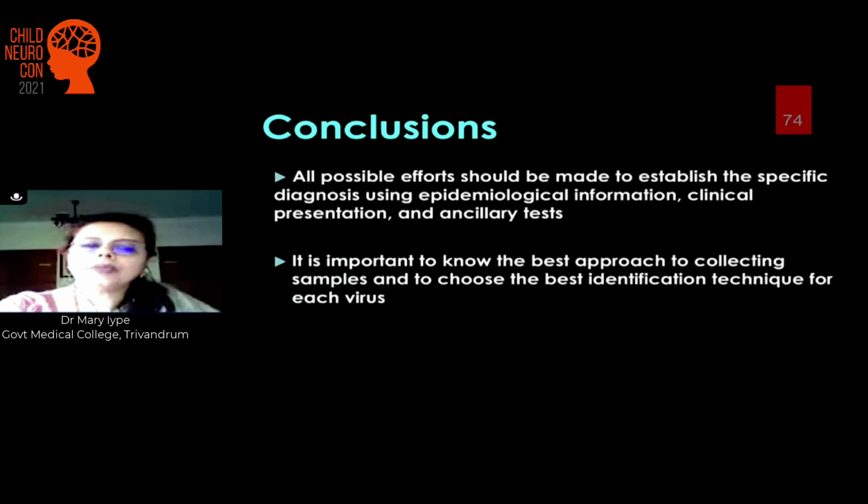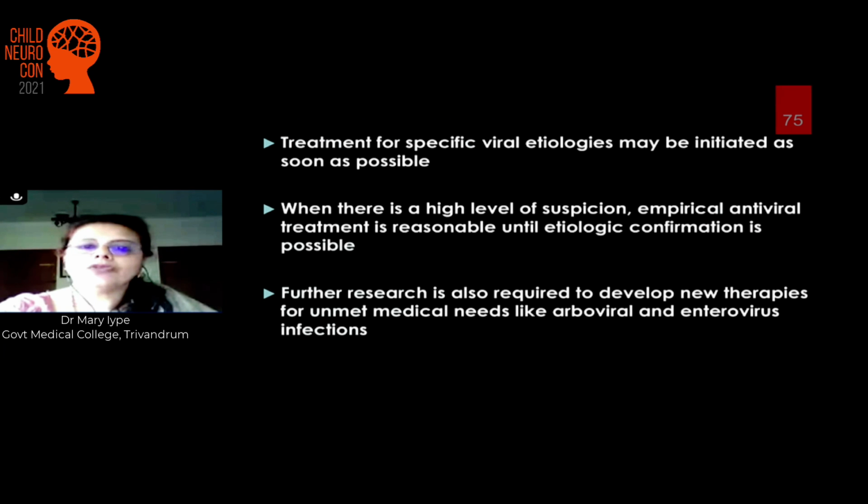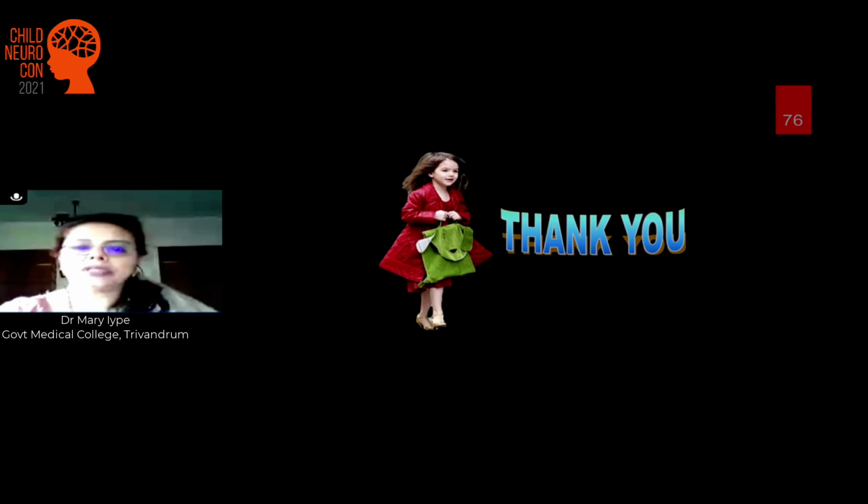So, to conclude my talk, all possible efforts should be made to establish the specific diagnosis using epidemiological information, clinical presentation, and ancillary tests. It's important to know the best approach to collecting samples and to choose the best identification technique for each virus. Treatment for specific viral etiologies may be initiated as soon as possible. When there's a high level of suspicion, empirical antiviral treatment is reasonable until etiological confirmation is possible. Further research is also required to develop new therapies for unmet medical needs like arboviral and enterovirus infections. Thank you.